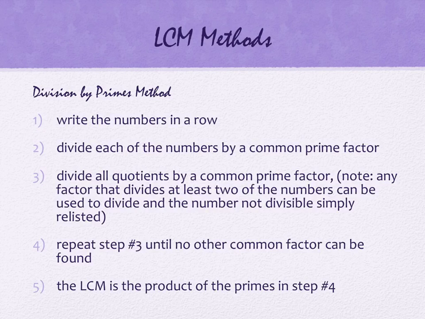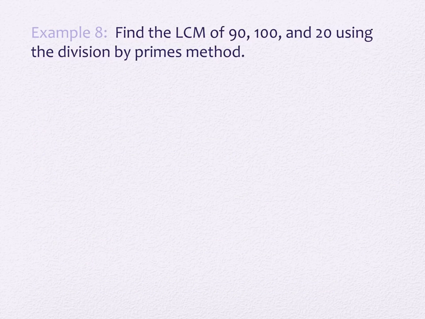If we have more than two numbers, we have to find anything in common to at least two of them, and then multiply more than we originally had together. So let's see an example. We have least common multiple we're supposed to be finding of 90, 100, and 20. And so what we're going to do is write those numbers all on a single row. So here's the 90, here's 100, and here's 20.